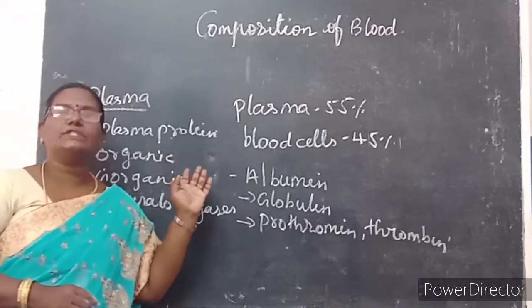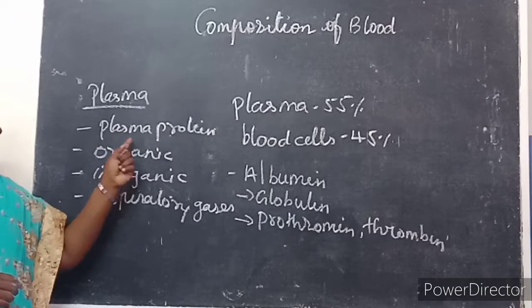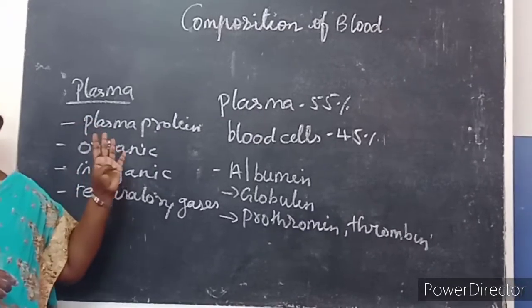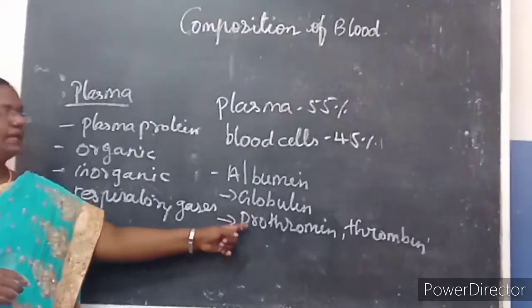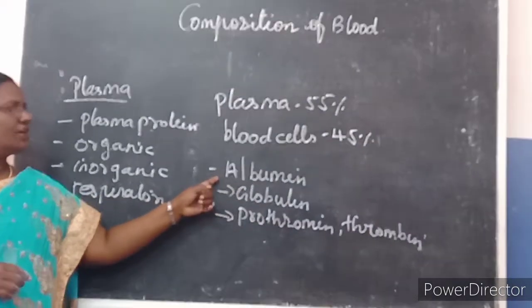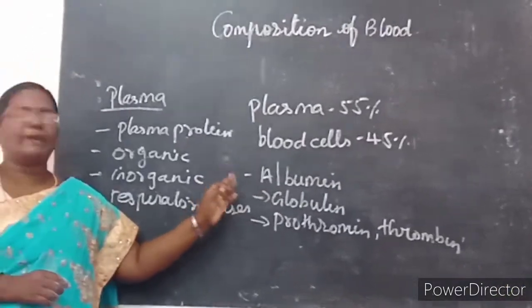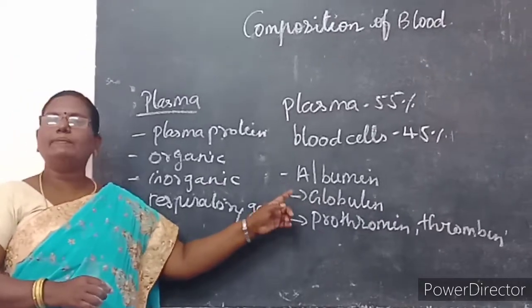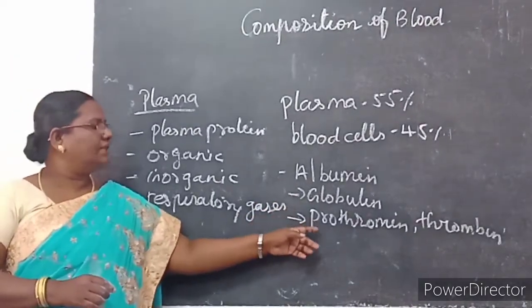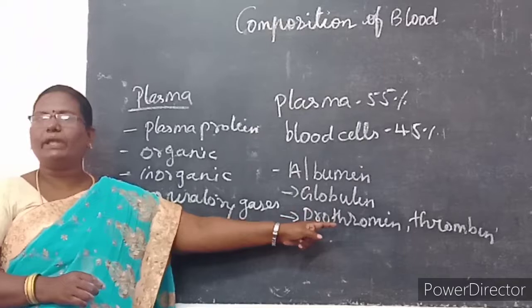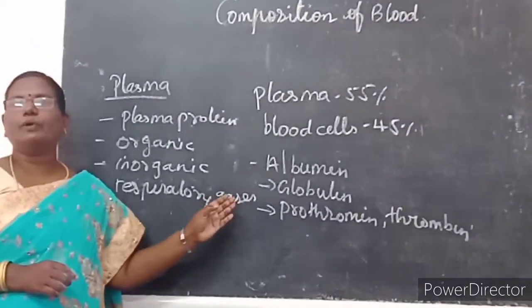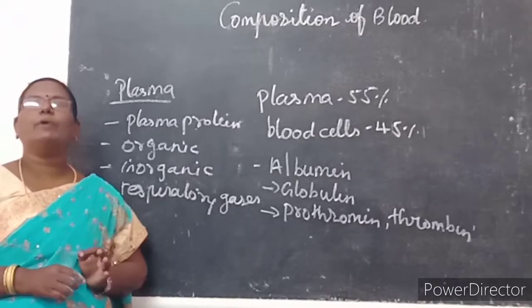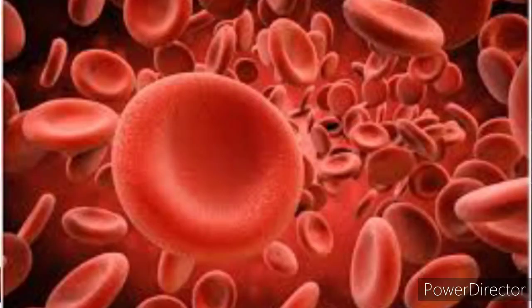The plasma consists of what? Water and plasma proteins. What are the types of plasma proteins? Albumin, globulin, prothrombin, and thrombin. What is the function of the albumin? Osmotic pressure. The globulin helps in the immune system, and the prothrombin and thrombin help in the clotting of the blood. All these plasma proteins are produced in the liver.